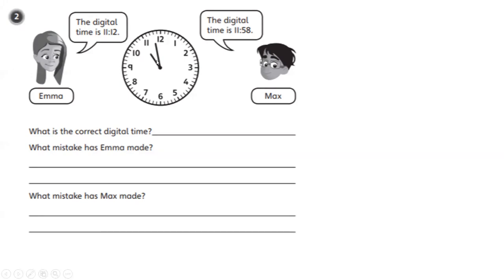So here's the hour hand, and it's traveling between the 10 and the 11, isn't it? So on a digital clock, we know it would be 10 something because it's this many minutes past 10.